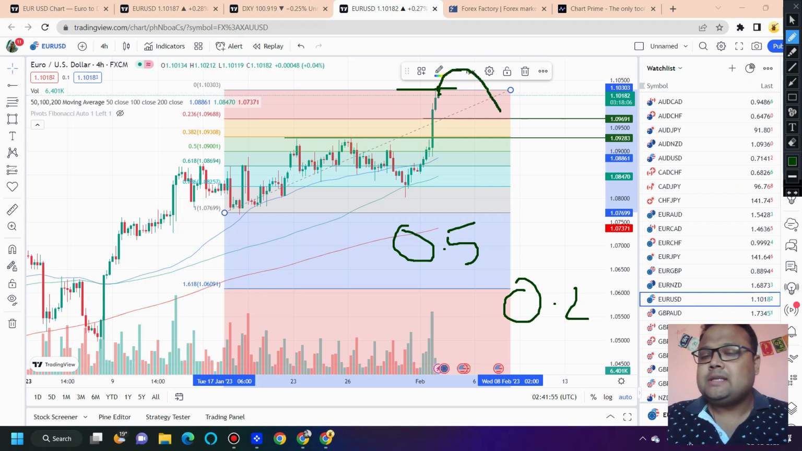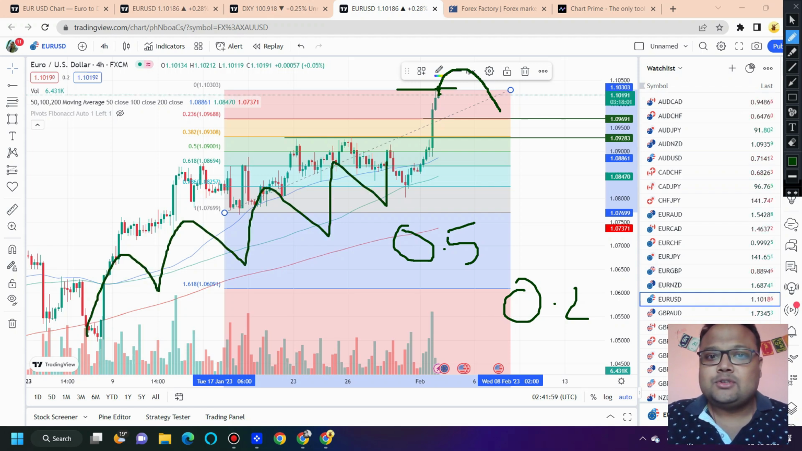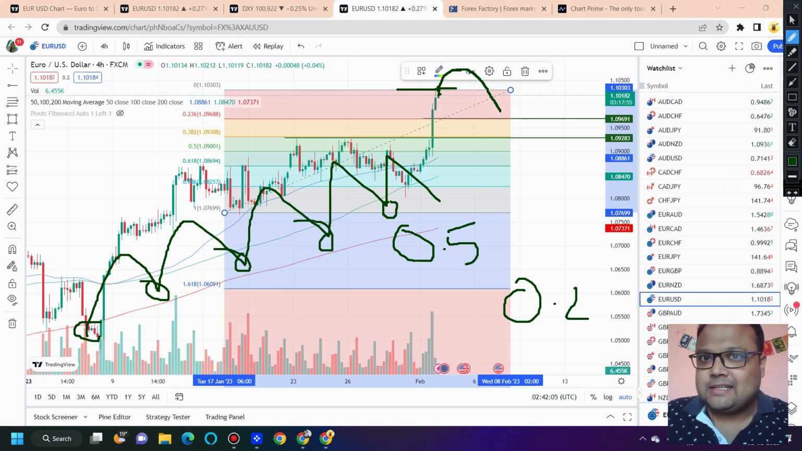What is the structure of the market? The structure of the market is like this. So obviously it is better and safer to take a buy position here in this type of levels, isn't it? So my dear friends, this is it. Hopefully you got my point.